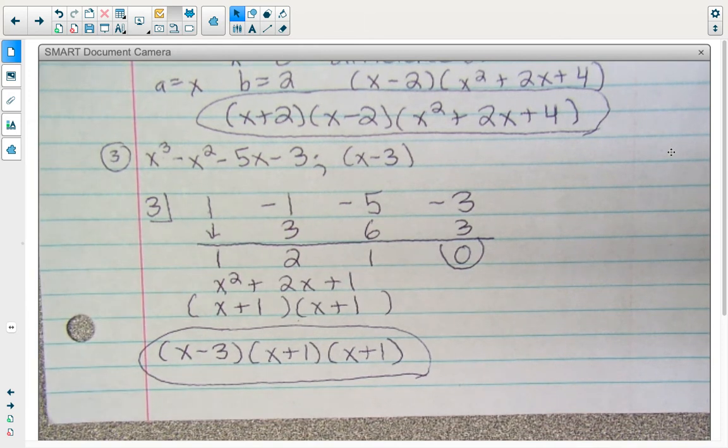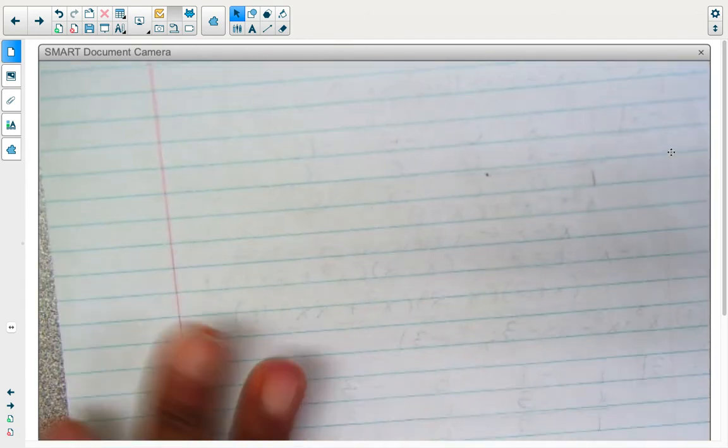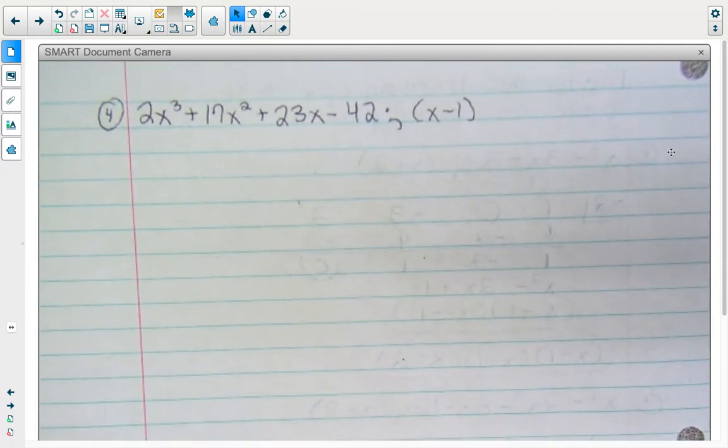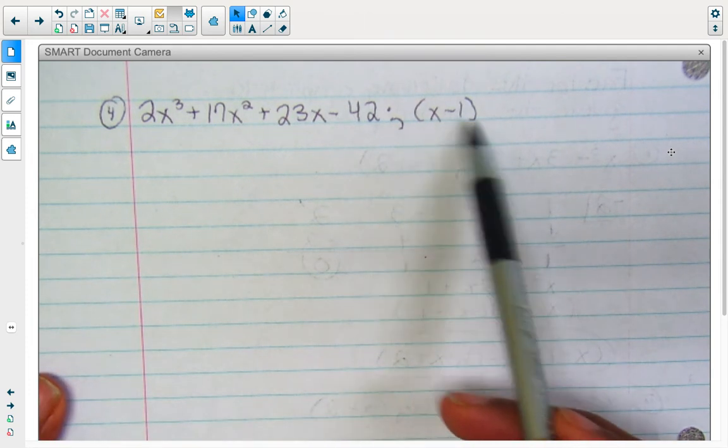And I want to do one more, excuse me. So I got one more on the back of my paper here. We're going to go through and do the 4-step method. So I want to refresh our memory about that. You should have a foldable that you can pull out to help you look at some examples. So last one, we want to factor 2x to the 3rd plus 17x squared plus 23x minus 42. So we're going to factor this completely. 1 goes in the box.